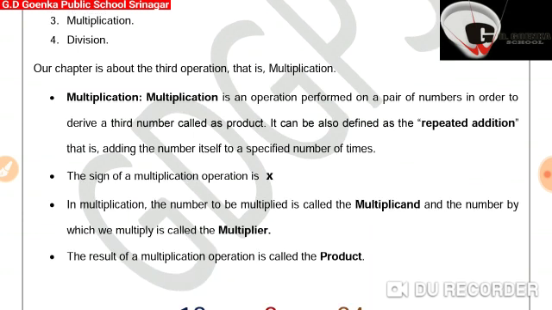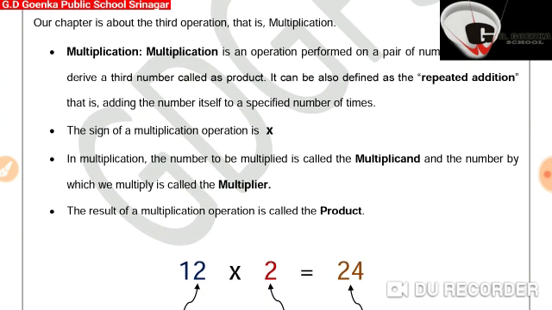So basically what multiplication is, it's an operation that is performed on a pair of numbers in order to derive a third number called the product. That is, take the example here, 12 cross 2 is equal to 24. That is, the operation is performed on two numbers in order to obtain the product.